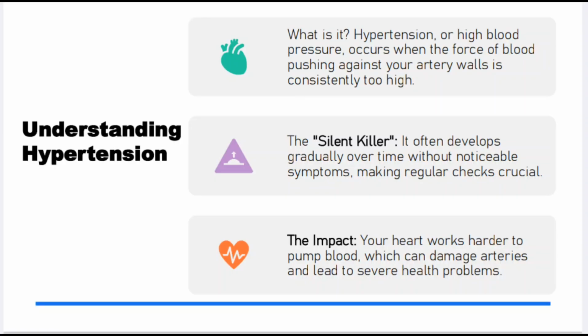Understanding hypertension. What is hypertension? Hypertension is nothing but the high blood pressure that occurs when the force of blood pushing against your artery walls is consistently too high. So it occurs when the pressure in your blood vessel is consistently too high, which can lead to serious health complications like heart attack and stroke.